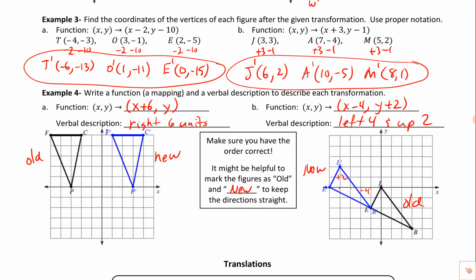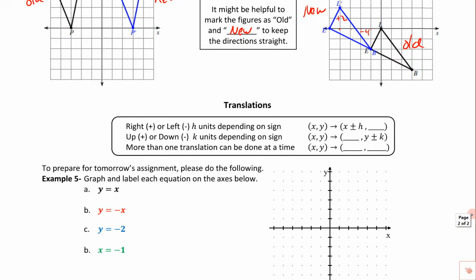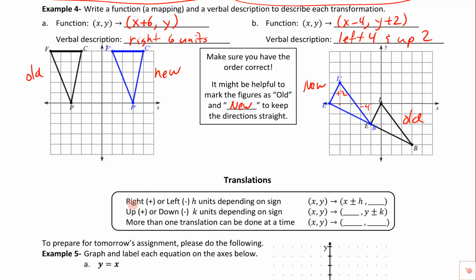Okay, all right, let's slide down here, and I've got a little bit of a summary. So we've got right is going to be a plus, left is going to be a minus, h units depending on the sign.